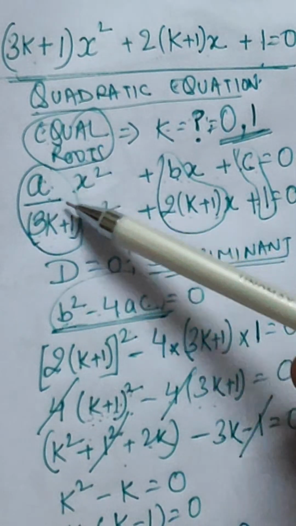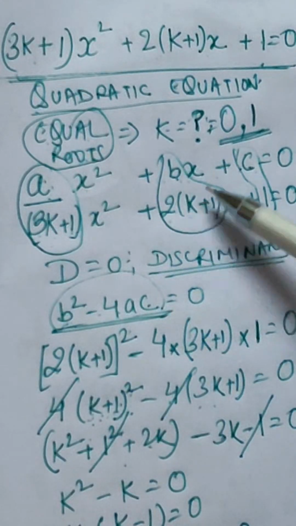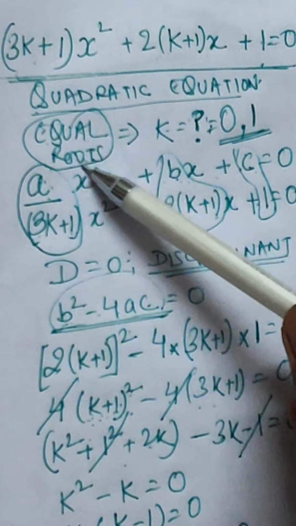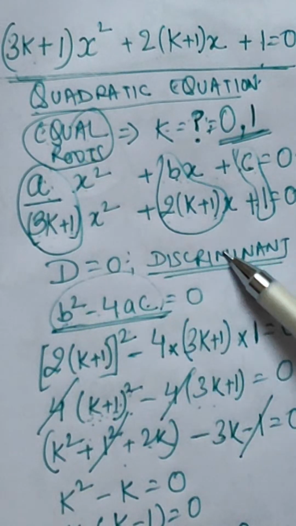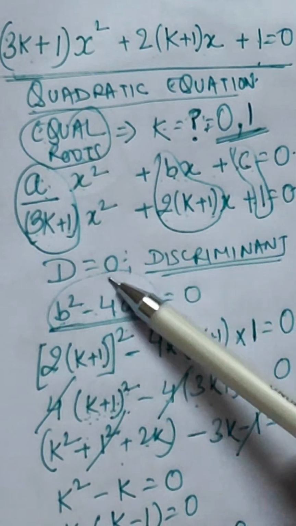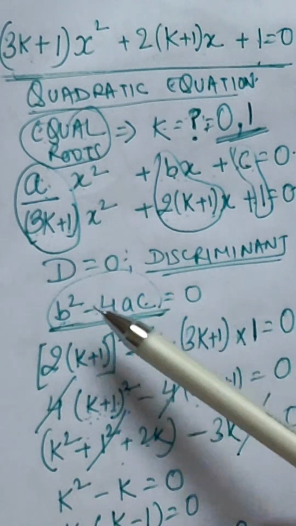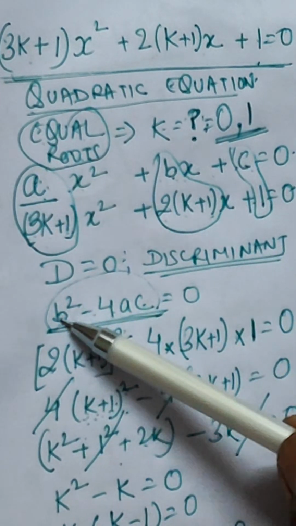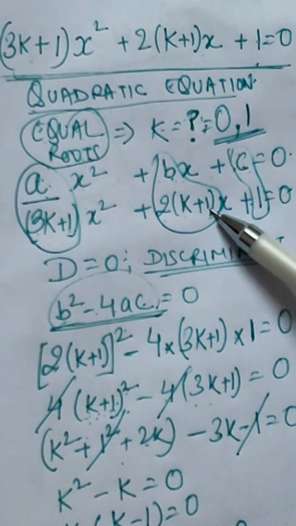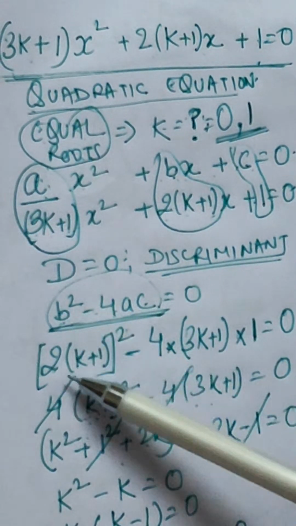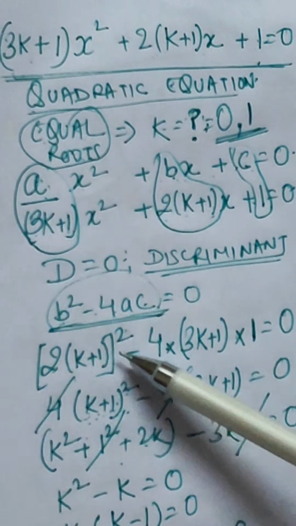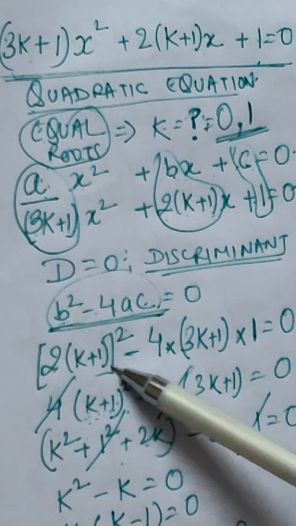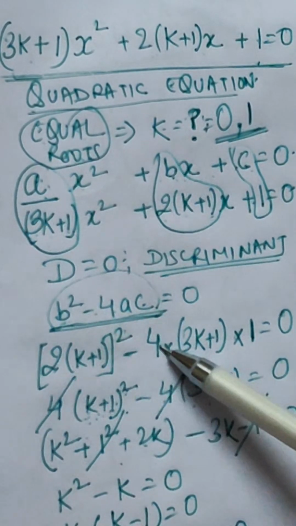Then we get the value of a, b and c. Since for equal roots the discriminant is equal to 0, we can write b square minus 4ac is equal to 0, where b is equal to 2 times k plus 1. So in place of b, we put the value 2 times k plus 1 and whole square, because it was b square. So it will be like this, minus 4 times a.